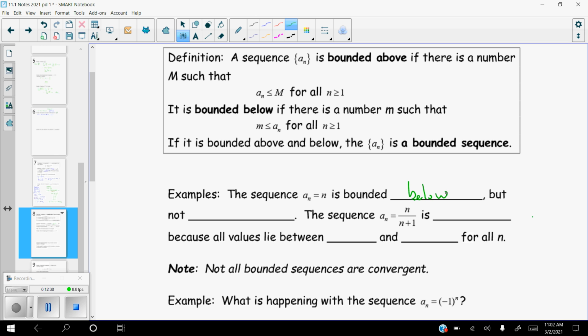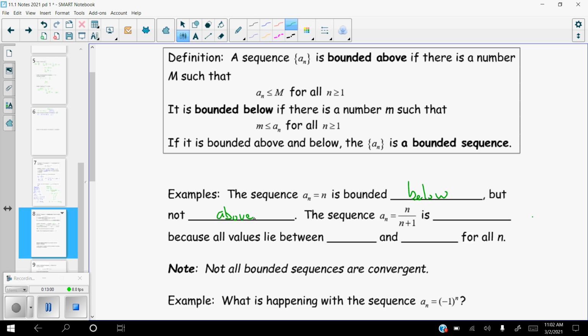However, it is not bounded above. But not above, because that's going to go on forever. 1, 2, 3, 4, 5, 6. It's going to be infinite. It's going to keep on going. It would be bounded below, but not above. 1 is the smallest possible value, infinite numbers above, so there's no bound.